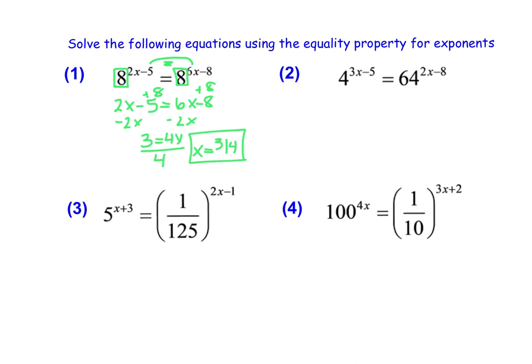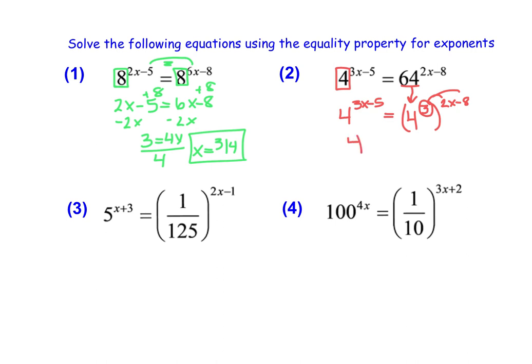Now, if we look at this second example here, what I notice is that we do not have common bases here. We have a base of 4, and we have a base of 64, which isn't quite the same. But what I know about 64 is 64 can be rewritten into a base of 4, because 64 is 4 to the power of 3. So I'm going to rewrite 64 as 4 to the power of 3 here. Now, I want to simplify that right-hand side a little bit, so I'm going to take my powers, multiply the 3 by both of those.